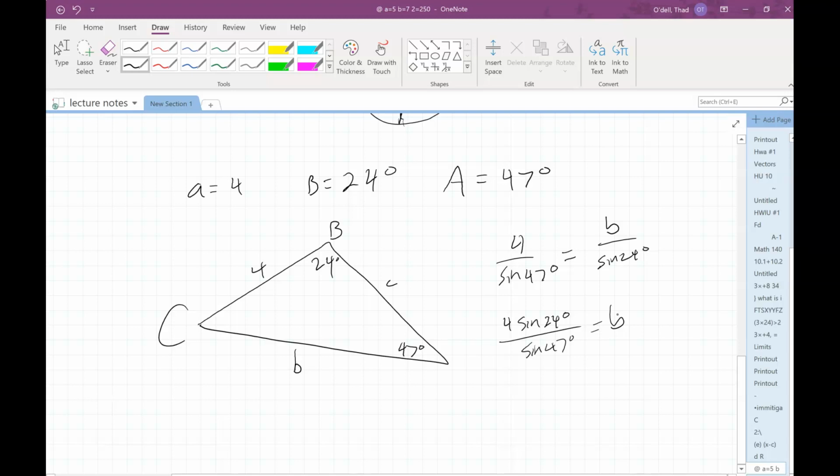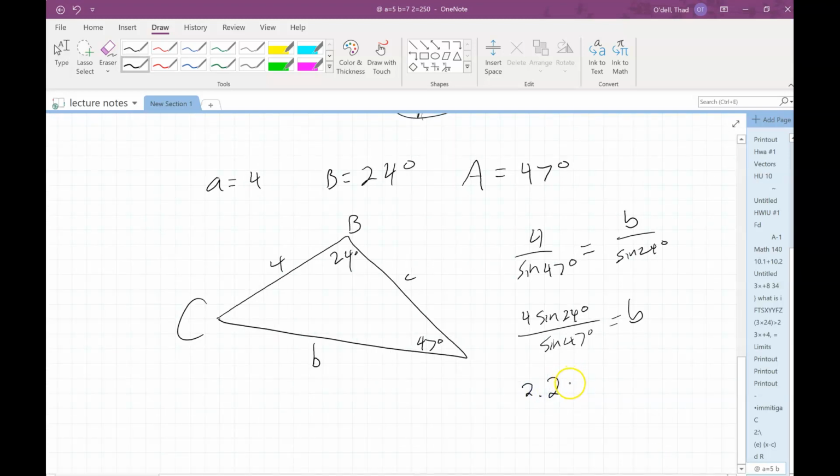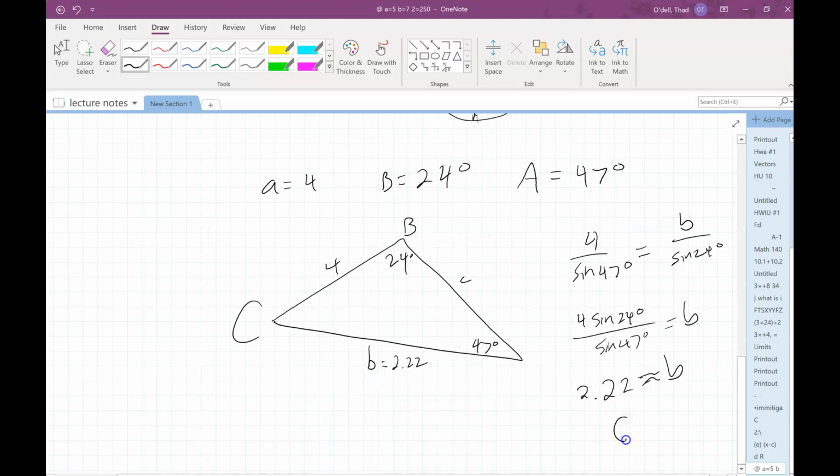So we'll take 4 times sine of 24, make sure you're in degree mode, divided by sine of 47. And we get 2.2, approximately equal to b. So now that's 2.22. We also know that 24 plus 47 is 71. Subtract that from 180 and we get 109. So we know that capital C is 109 degrees.